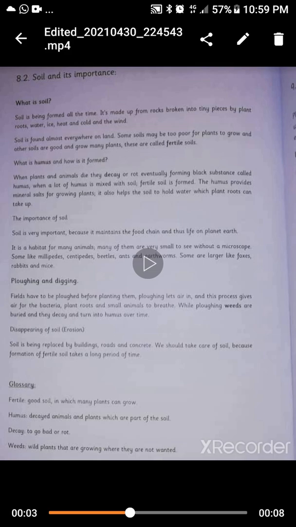We should take care of soil because making it fertile is very difficult and it takes time. If we keep on moving the soil away, it won't have enough time to sit and become fertile because of humus.